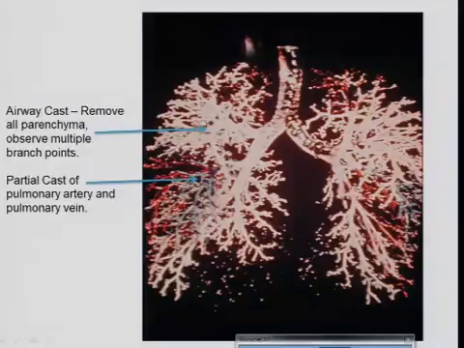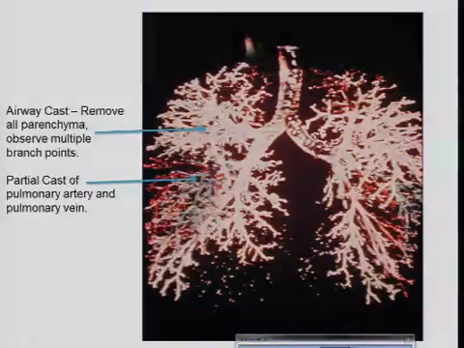Here's a cast of the airway, and in this cast you can see all the parenchyma has been removed, so you can see all the airway here, and that's in the white. You can see how finely this branches out, just like a tree, branches upon branches and bifurcations. Also there's a partial cast of the pulmonary arteries and pulmonary veins, which you can see here in the red and the blue, very lightly in this sense. So it shows the relationship between the blood vessels and the airways. We're going to talk about that in much more depth, but this is just to give you a bigger picture.